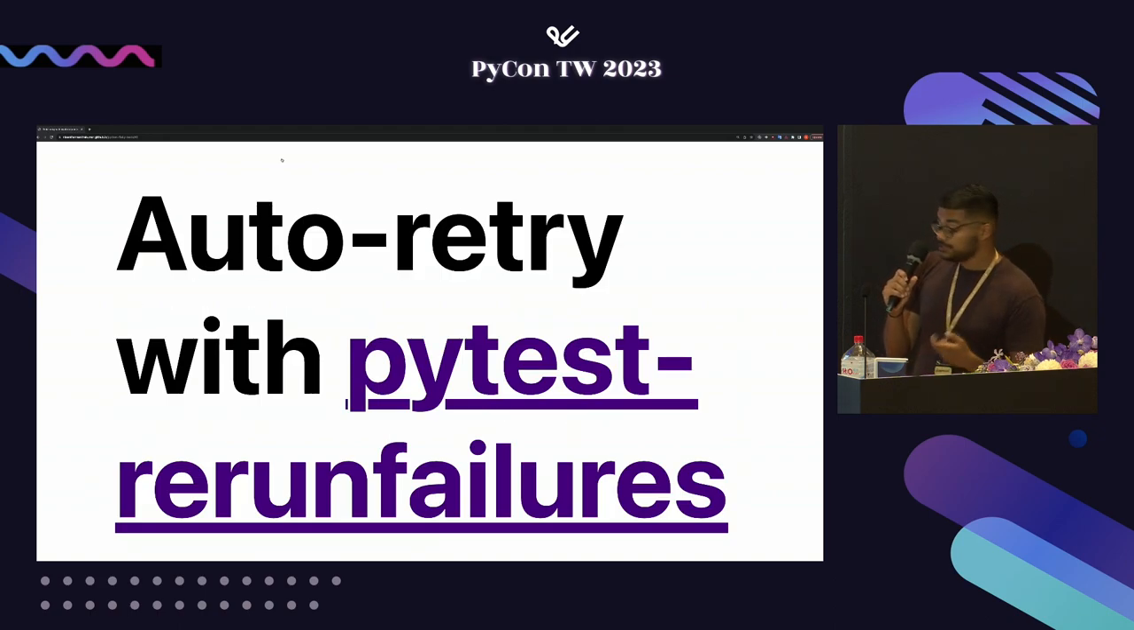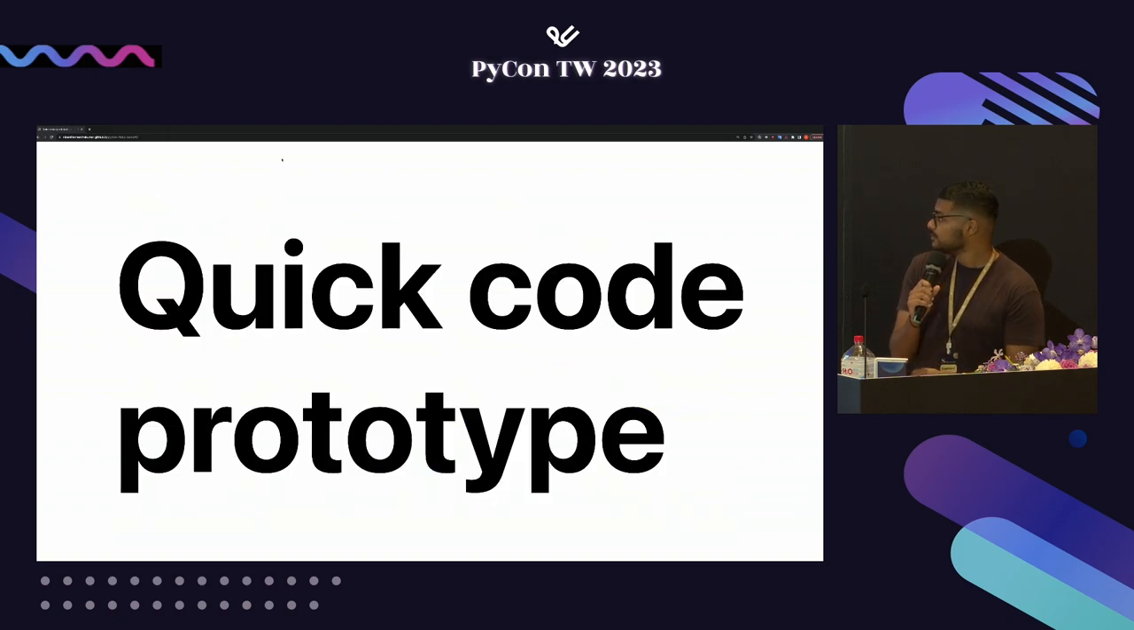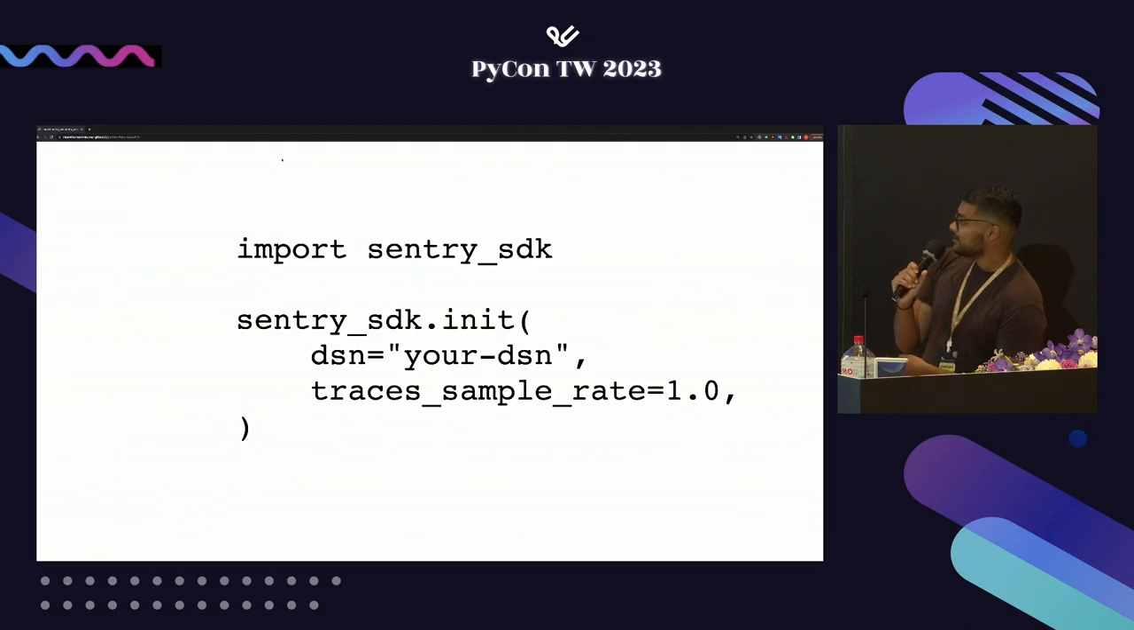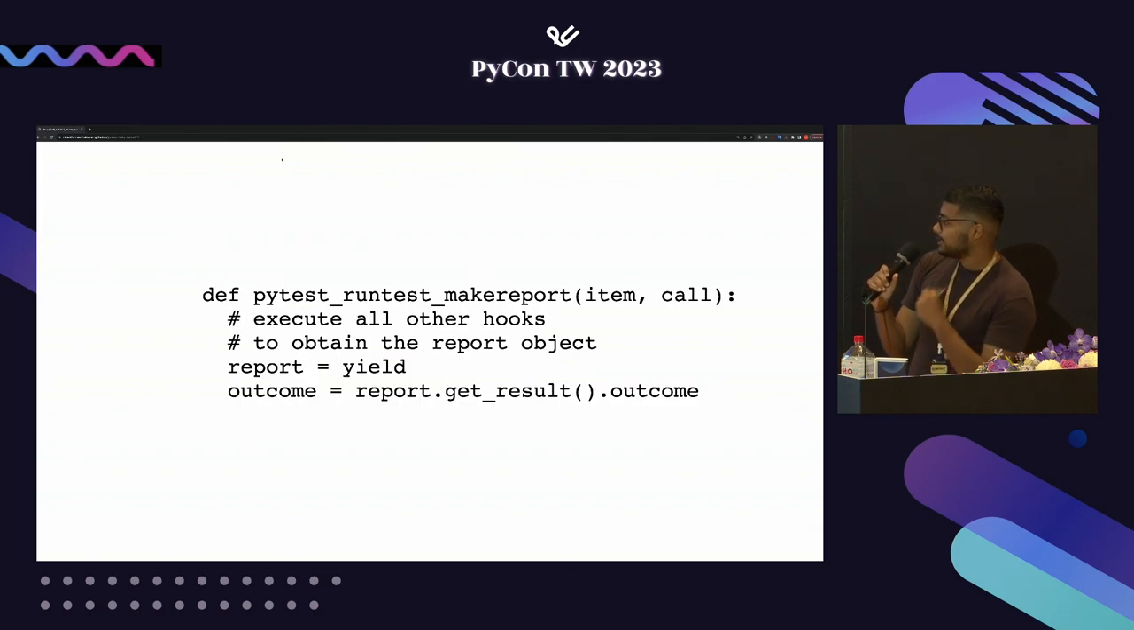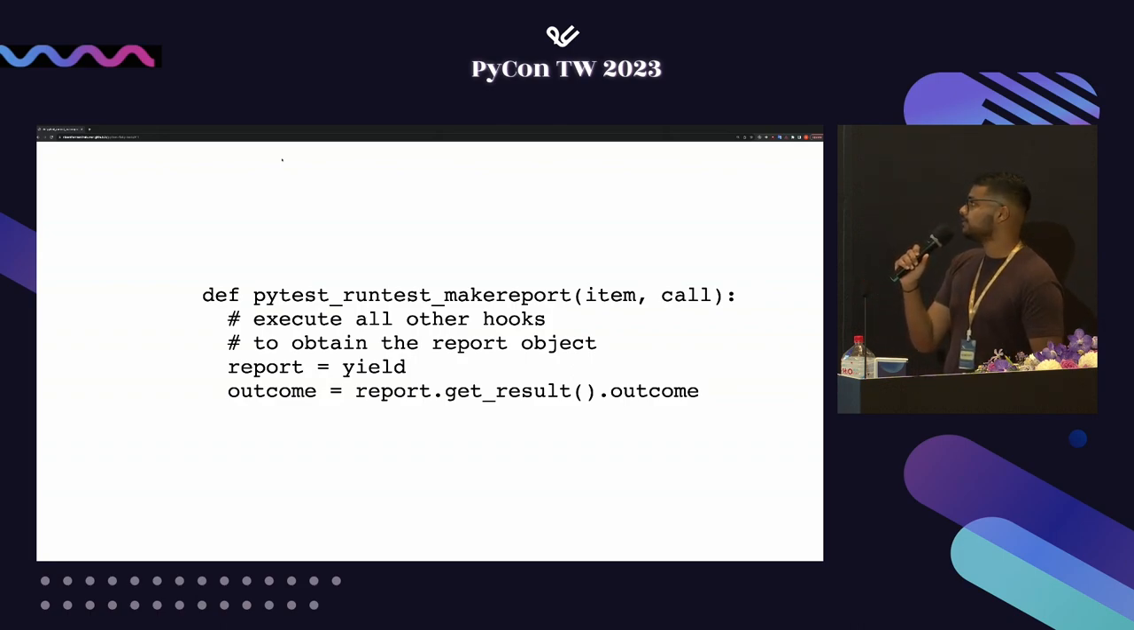And we're using auto retry with pytest-rerunfailures. Internally, we just retry 5 times, as a rule of thumb. And here's a quick code prototype for the plugin. We just want to import the Sentry SDK and initialize it. And then under the pytest_runtest_makereport function, we want to execute all other hooks to obtain the report object.